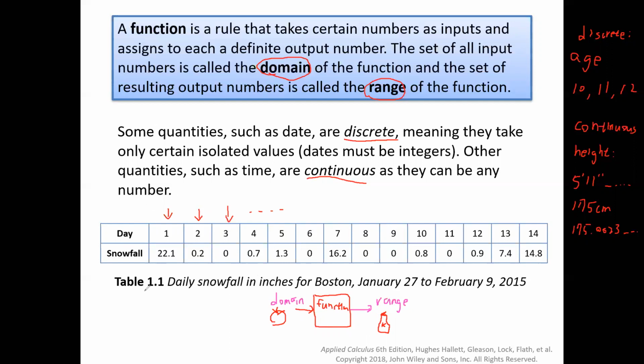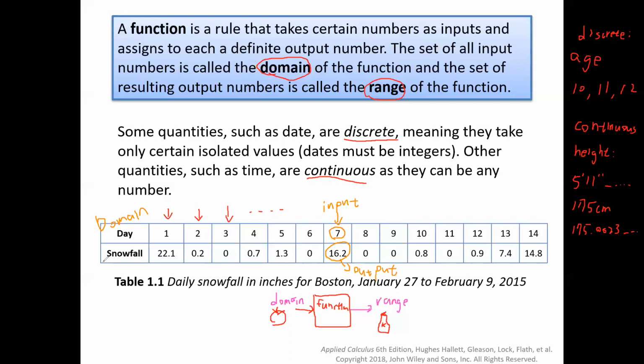All right, so let's take a look at this. Table 1.1, daily snowfall in inches for Boston from January 27th to February 9th. All these days are our domain. So if we want to find out the number of inches of snowfall in any given day, we can refer to this table. So let's say I want to look at day 7. Day 7 right here, that's going to be our input. And then you look at the bottom, we get 16.2. That means on day 7, we have 16.2 inches of snowfall, and that's going to be your output.